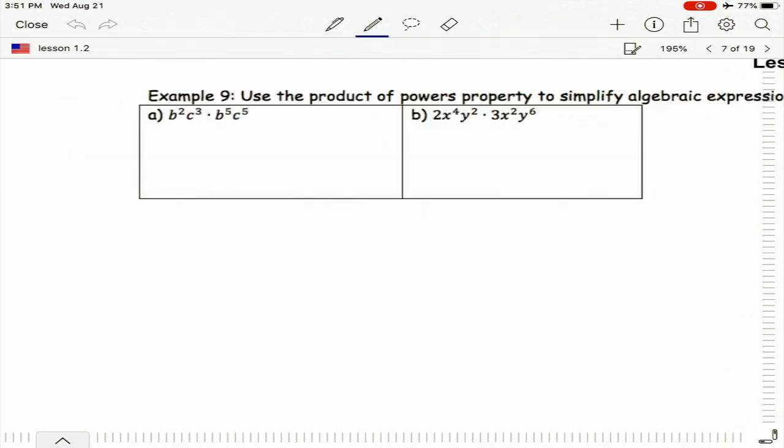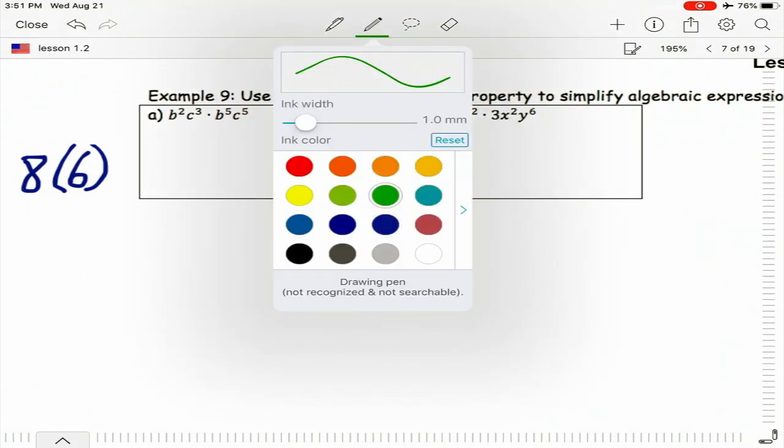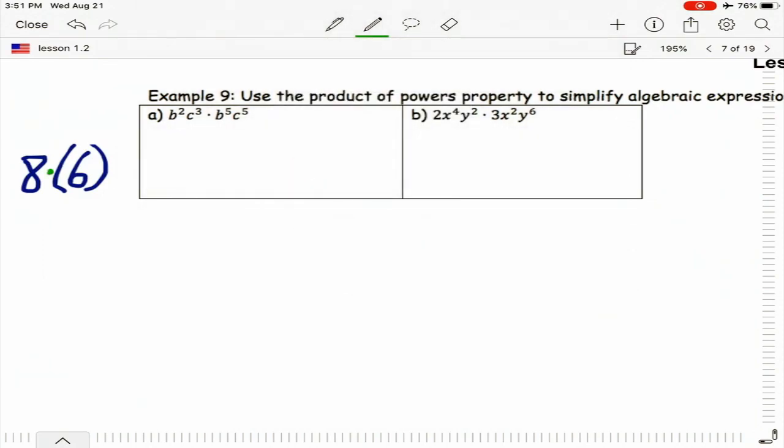Okay, example 9. This is where kids kind of get confused because sometimes you see a multiplication symbol, sometimes you don't. Remember, multiplication is very unique. It's the only operation that you don't technically have to see for it to be there. I'll give you an example. 8 times 6. You don't see an operation there, right? And once again, if you don't see an operation, it always implies multiplication. So in the past, I had you guys put a multiplication symbol in there. It's the same thing here.